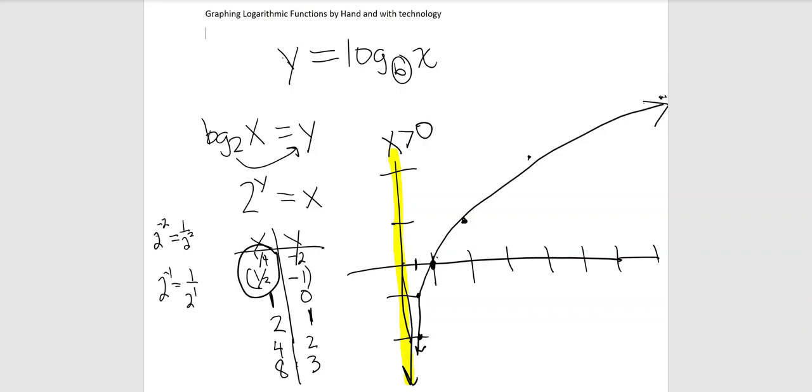Again, when we have negative exponents, we get positive fractions. Y, our exponent, is negative. We're getting closer and closer to 0 as y gets more negative, but we're never going to get to 0. So x is always going to be greater than 0 for this basic log function.